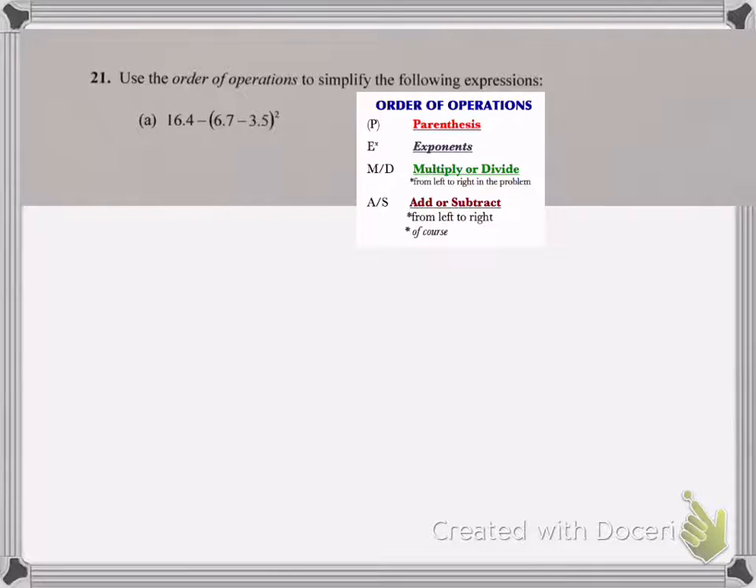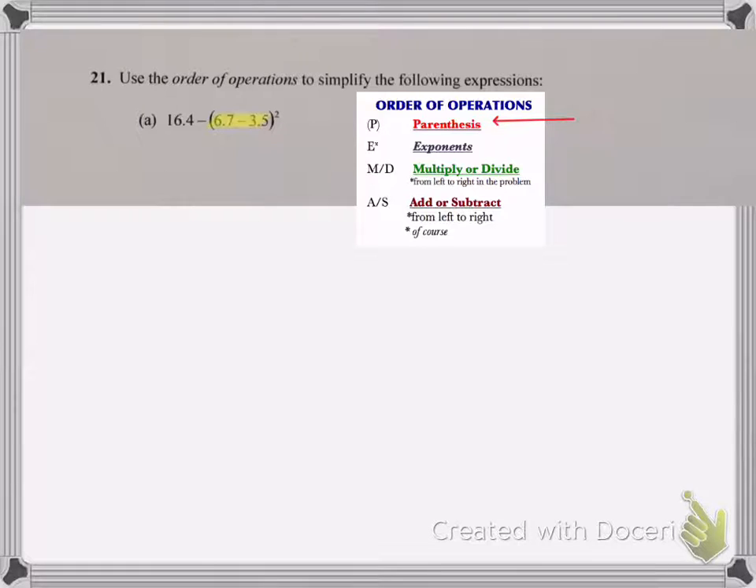According to the order of operations, parentheses comes first. Be sure you understand that means you're supposed to do what's inside of the parentheses. That's all you're worried about, is what's inside of the parentheses. So if we look at our original expression, parentheses comes first, and what's inside the parentheses is 6.7 minus 3.5.